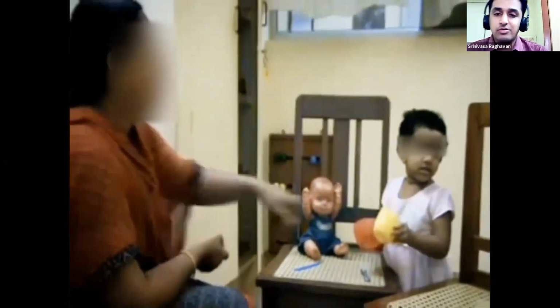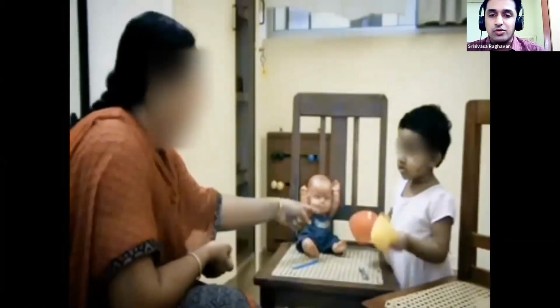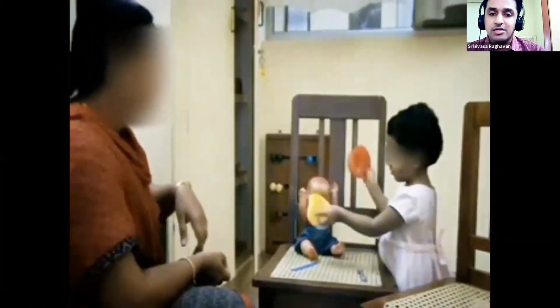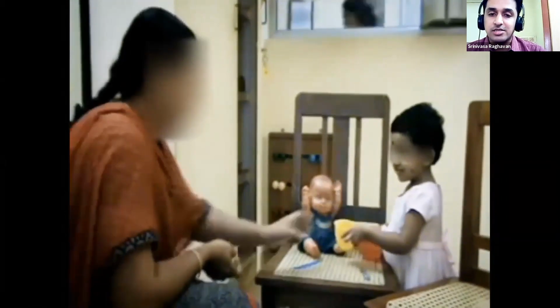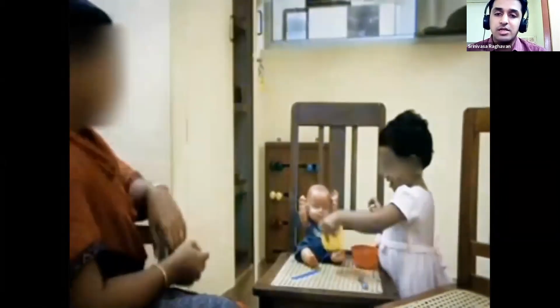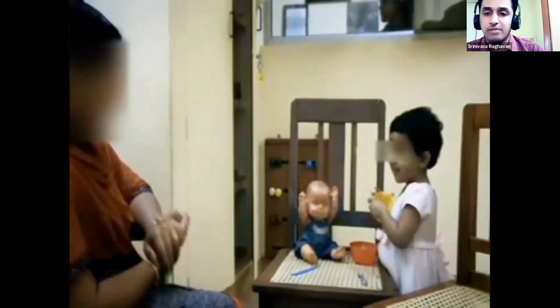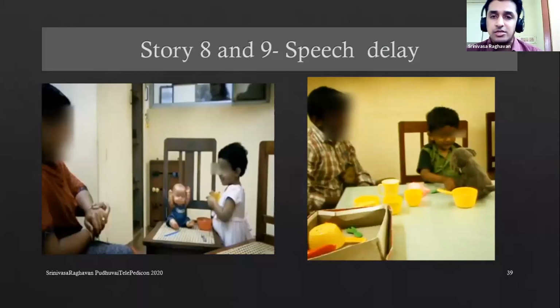This child is now mixing something which the mother has shown her. So she's able to imitate. As the mother points to the doll, she understands the gestures of the mother also. And intermittently, she looks at the mother and people around and she smiles at them. So what does this tell you? There is speech delay, yes, but definitely the socialization is good in this child.